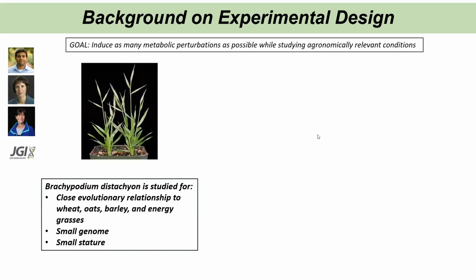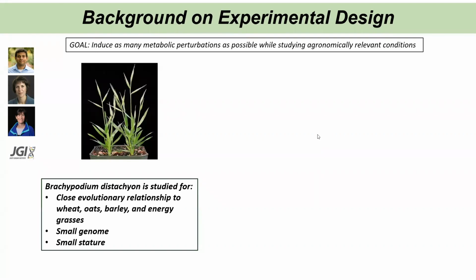Before I go into the details of this experiment, I want to give some background into the experimental design. Again, the goal here was to induce as many metabolic perturbations as possible while studying agronomically relevant conditions. And I want to point out, firstly, that this experiment was generated by a very large collaborative effort between our lab and the Metabolic lab and the Harrison lab, and also the Joint Genome Institute. So there's a lot of people to thank here, but I'll do that at the end.